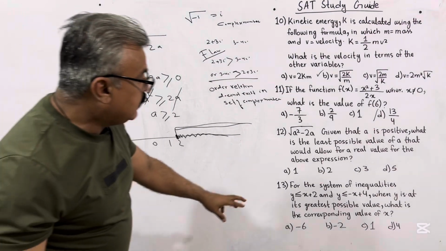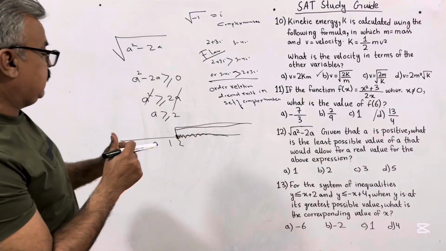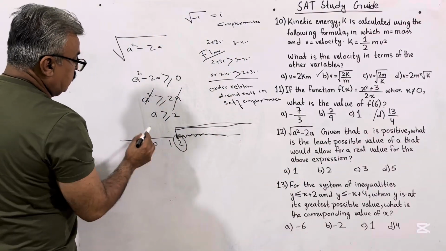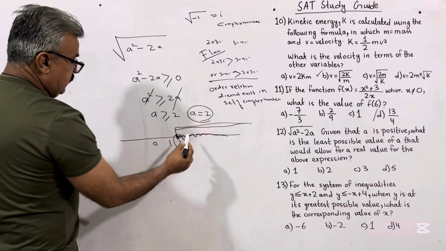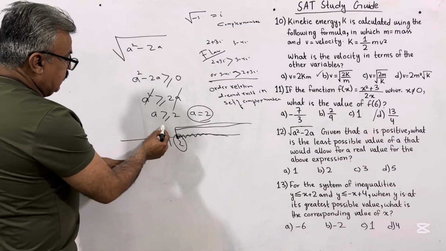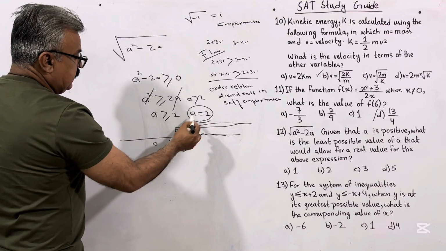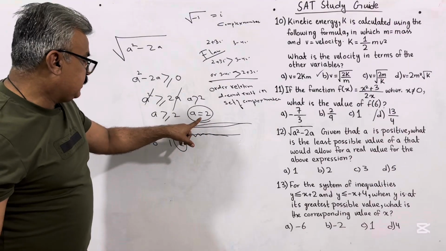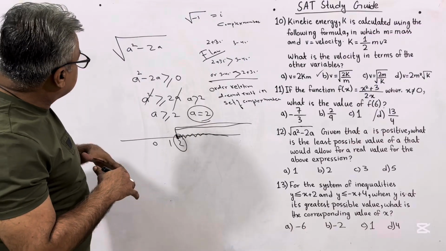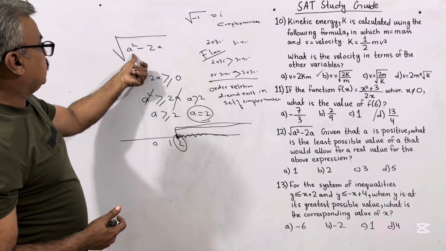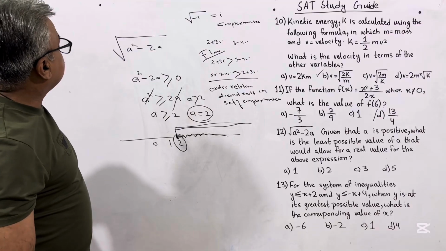We are asked to find the least possible value, so the least possible value is our starting point. a is equal to 2, the rest is greater than 2. It has two parts: a is greater than 2, and a is equal to 2. This is our least value of a that will give us a real solution. Put 2 here, it will become 2 square minus 2.